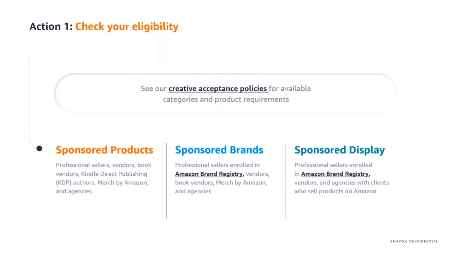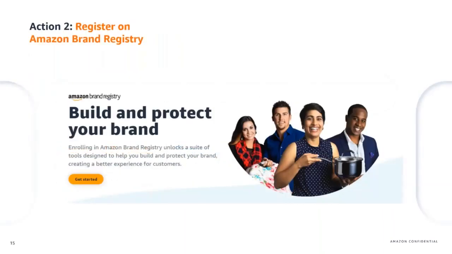And then this will take me to my second tip, which is enrolling in Amazon Brand Registry. Enrolling in Amazon Brand Registry will allow you to use a suite of tools that are designed to help you build and protect your brand, and also to create a better experience for customers. So I want to take a look at what Amazon Brand Registry is and why it is important.